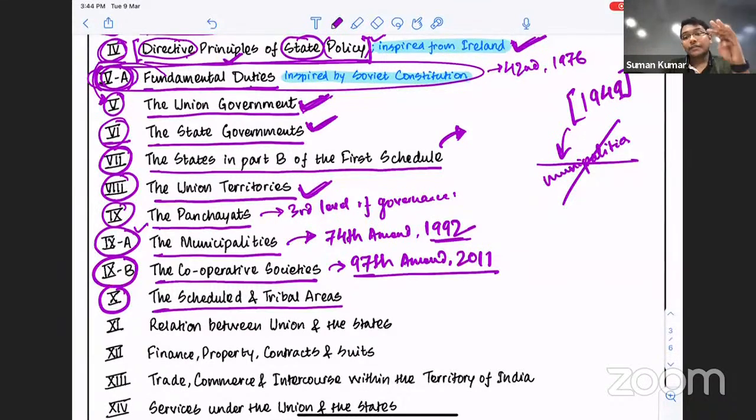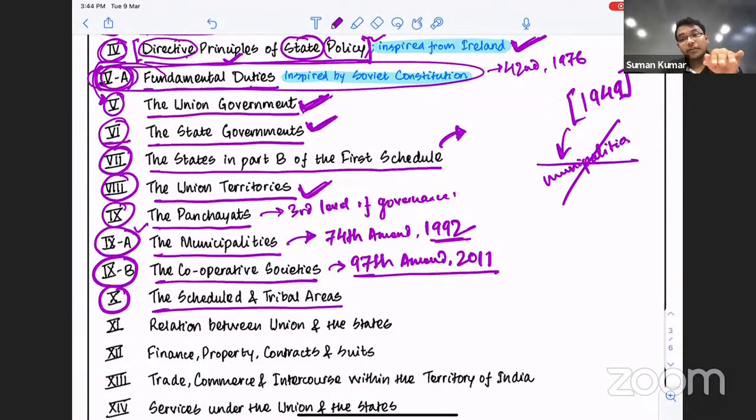government. After part 6, consider that you are in 1949. So there were princely states also. So that is part 7, which is states in part B of the first schedule. Then part 8, you have union territories. All this is the second level of governance. You finish up to union territories.